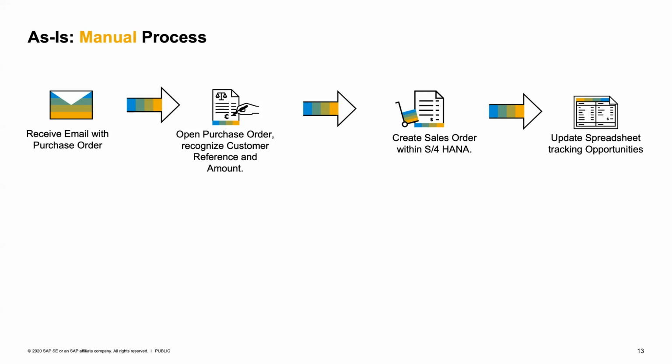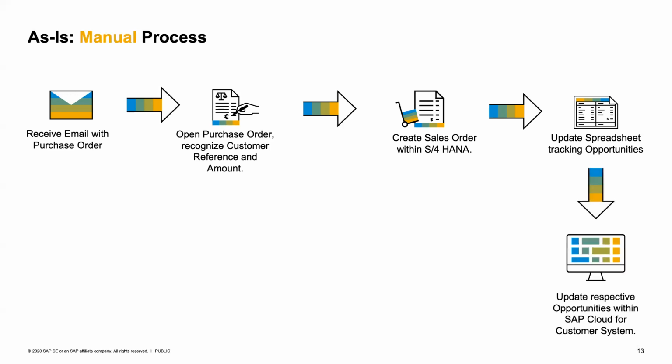On the one hand, information is stored in the S/4 system, and on the other hand, information is stored within the CRM system. As I said before, it's really important that the opportunities are created and, based on the sales order, updated, so that there's an indicator that this opportunity has been won by the respective account executive. And this is done by the employee manually. Based on the information put into the spreadsheet, the information about the sales order and the respective opportunity is updated so that the indicator is up to date for the opportunity.